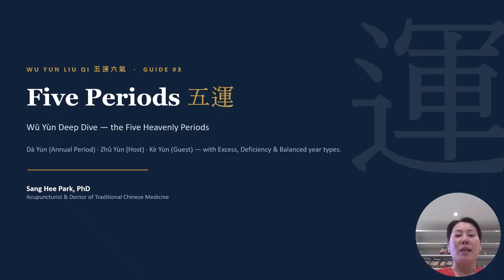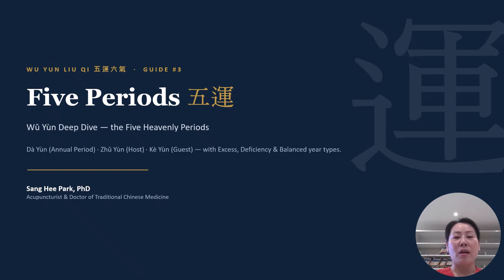Let me set the scene in one sentence because it keeps everything straight. Wu'un Liu Qi has two big halves, the 5 periods which come from heaven, from the heavenly stems, and the 6 Qi which come from earth. Today is entirely about that heavenly half, the 5 period.